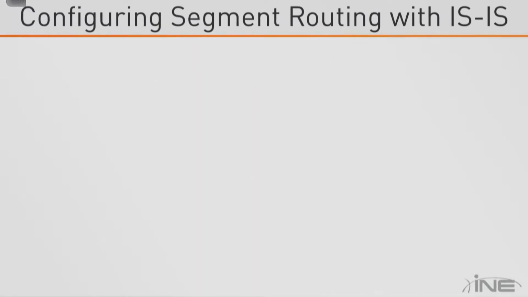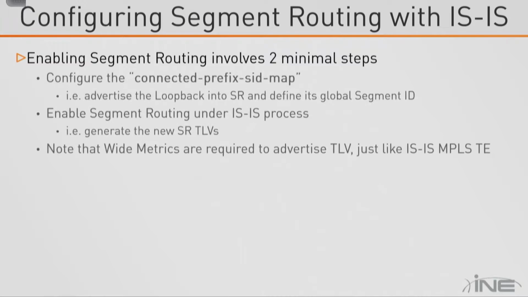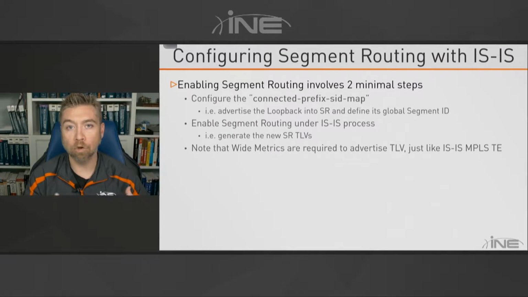Now, just like OSPF, it's going to be two discrete steps. We go to the connected prefix SID map. This is going to be what is the loopback that we're advertising, and what are we mapping the label to. So we take the default SRGB, the segment routing global block, which starts at 16,000. We add an index number, like index number 1 for router 1. That's going to be the label value that it's using.